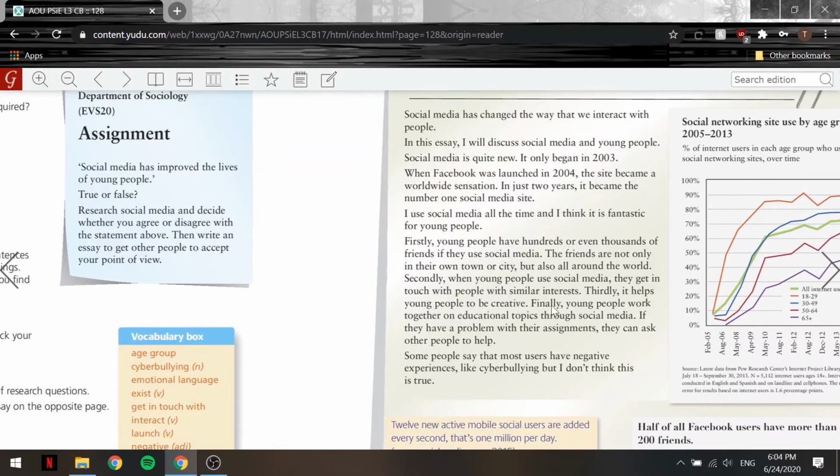"Finally, young people work together on educational topics through social media." Again, you need to support these statements that you're making. If you're talking about how teenagers use it for educational purposes, that's not what I see. So, as someone that has an opposite point of view, I'm gonna judge this right away. You need to give me support for these statements or give me facts.